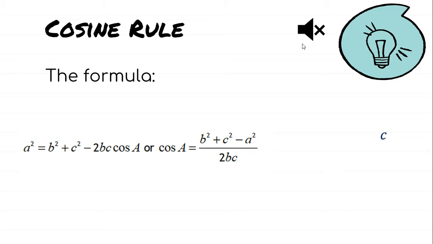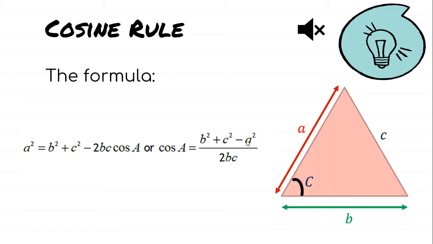You can see them here. It's given to you in two forms. There's the form on the left-hand side, a squared equals b squared plus c squared minus 2bc cos A. That's one way to have the formula. And there's this rearranged form on the right-hand side, cos A equals b squared plus c squared minus a squared over 2bc.